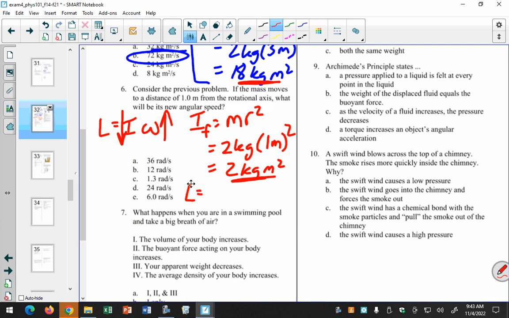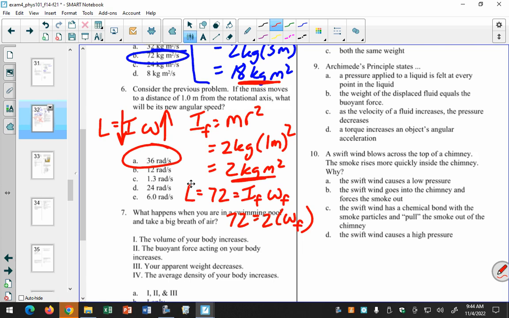Now, L is still equal to 72 because momentum is conserved. And so that's equal then to my I final times my omega final. So 72 is equal to 2 times omega final. And so omega final is going to be 36 radians per second.